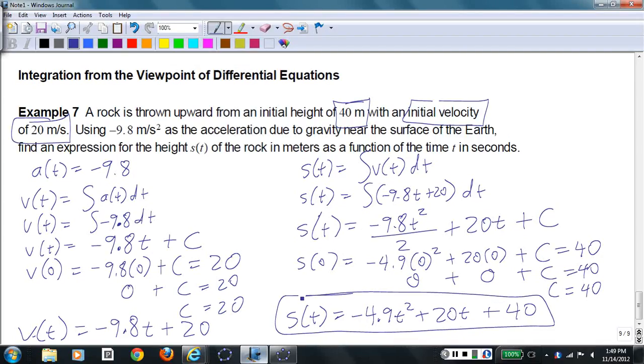So basically, if we want to do this in more generality, what we would have is negative 1/2 g, if g is the constant acceleration. 20 would be the v sub 0, the initial velocity, and 40 would be the s sub 0, the initial position. S of t equals negative 1/2, and maybe I should just say a t squared plus v sub 0 t plus s sub 0. A function you'll probably come to know and love in physics.